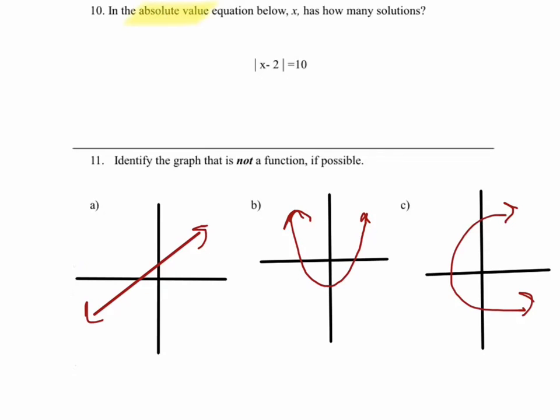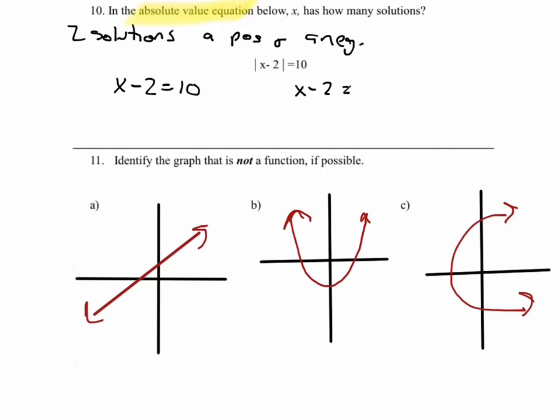Absolute value. 2 solutions. A positive and a negative. Alright, so you do x minus 2 equals 10, and x minus 2 equals, oops, that's an equal, negative 10. And you solve.